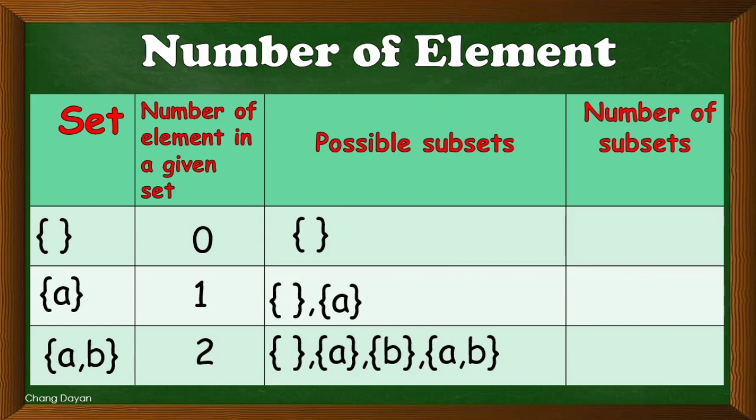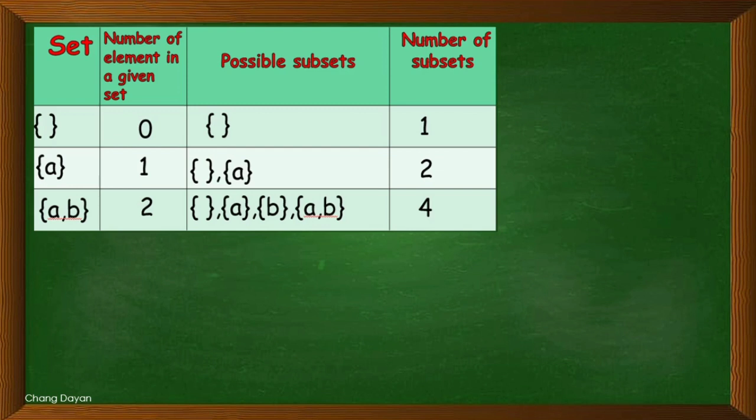Now let us have the number of subsets. So for the first one, we have only 1. That is an empty set. And for the second one, we have 2, empty set and set of A. And for the third one or last one, we have 4, because we have 4 possible subsets here.